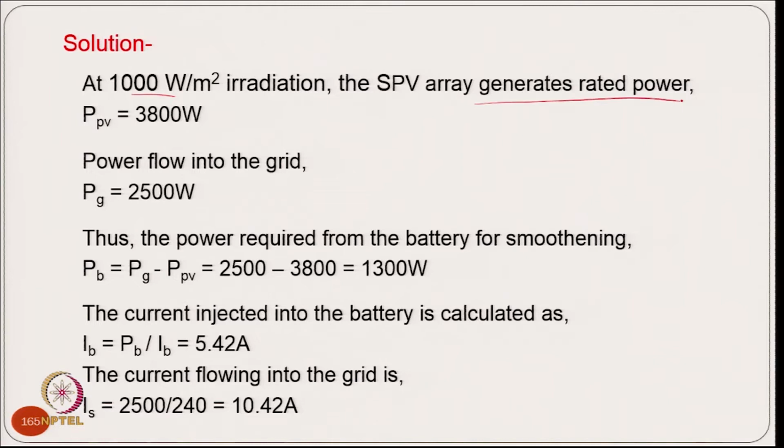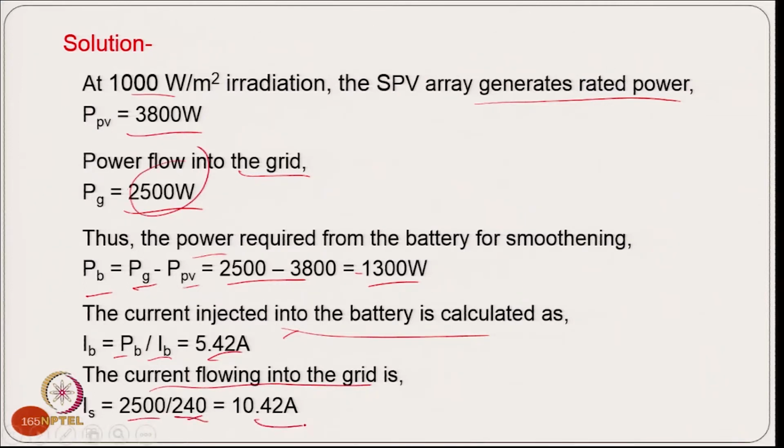So, coming to the solution part of it, it is 1000 watt per meter square. The solar photovoltaic array generates 3800 watt, and the power flow in the grid is 2500 watt. So the battery power is Pg minus Pv, and it comes like 1300 watt. Now, because the battery voltage is given, from power we get the battery current of 5.42 ampere. And we get the current into the grid, that is the power into the grid divided by the grid voltage, so it comes 10.42 ampere.